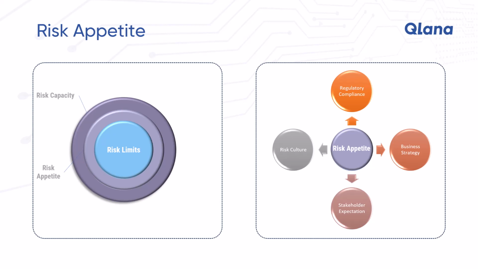Risk appetite can also be influenced by the expectations of various stakeholders, including shareholders, customers, regulators, and the broader market. The risk appetite statement helps shape the institution's risk culture by setting expectations for risk awareness, communication, and behavior across the entire organization.